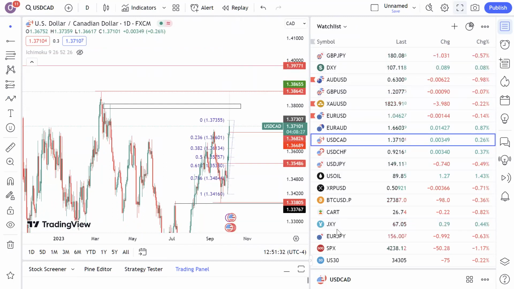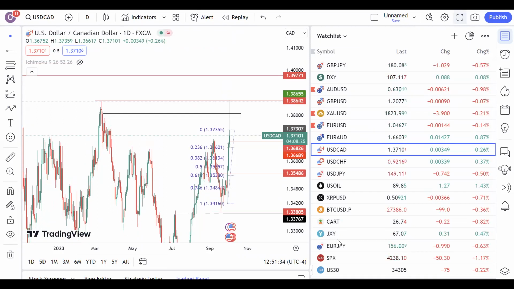Kailash, man, what are you looking at? Oh yeah, I like the US. I was just looking at the Canadian dollar one, because oil pulled back, right? And that's definitely helping, right? The US dollar, Canadian dollar.